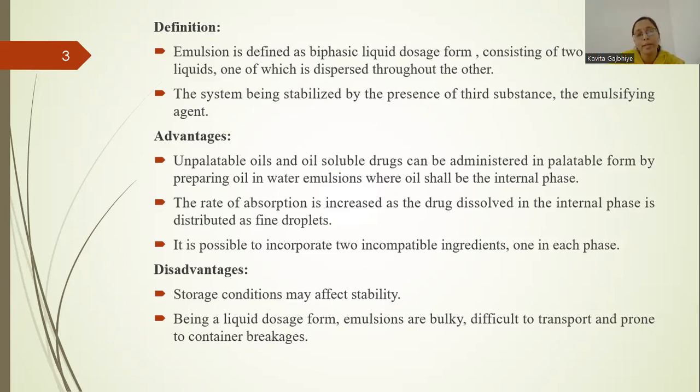Now another point is the disadvantages of emulsion. What are the limitations of emulsion? As emulsions contain two immiscible phases, oil being immiscible in water, there are many issues related to the stability of emulsion, because there are chances of separation of the two phases. So the disadvantage is that storage conditions may affect the stability. Means when you prepare your emulsion and keep it, say, for a period of 24 hours, there may be chances of separation of your oil phase and water phase.